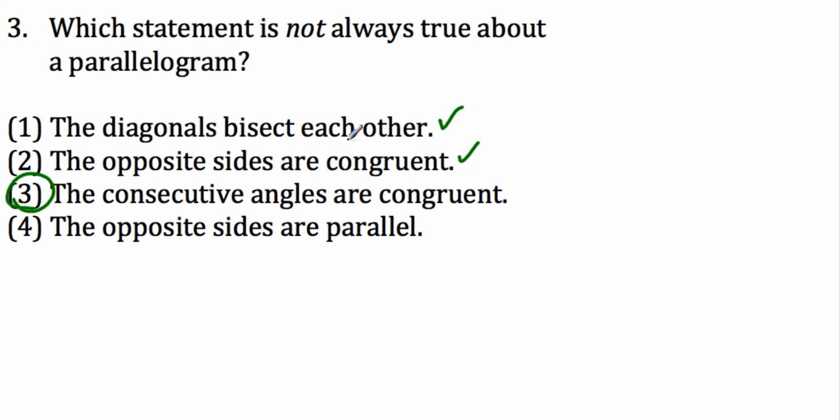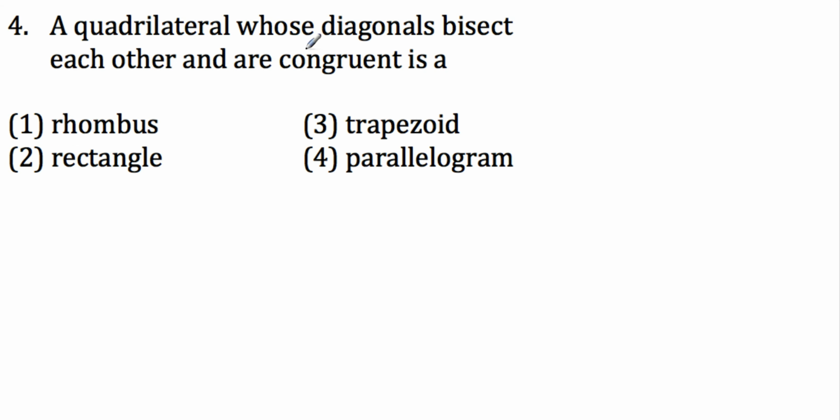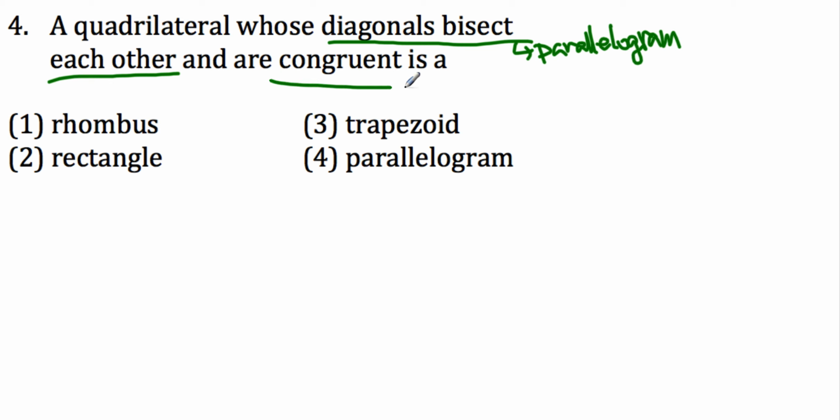Alright, let's move on to number 4. A quadrilateral whose diagonals bisect each other. Now, diagonals bisect each other, that means a parallelogram. Alright, and then congruent diagonals must be a rectangle. Then rectangle, parallelogram, choice 2 becomes our answer.